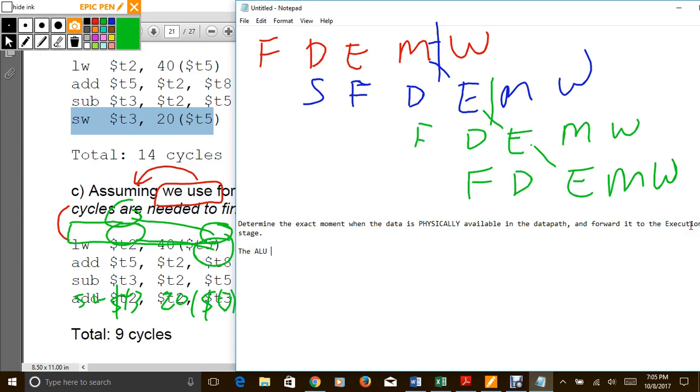The ALU operation, per the definition of pipelining, will be executed in the following cycle. And so here you can tell 1, 2, 3, 4, 5, 6, 7, 8, 9 cycles.